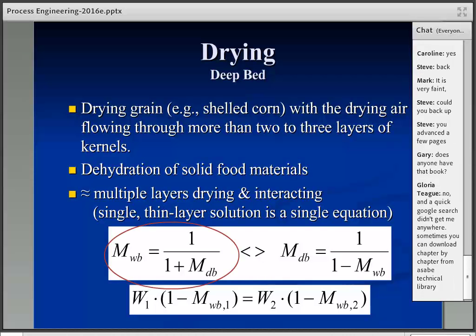See them right here. Okay, I'm going to back up here. Wet basis moisture content and dry basis moisture content. Okay. So you can use these relationships. You may have those recorded already.